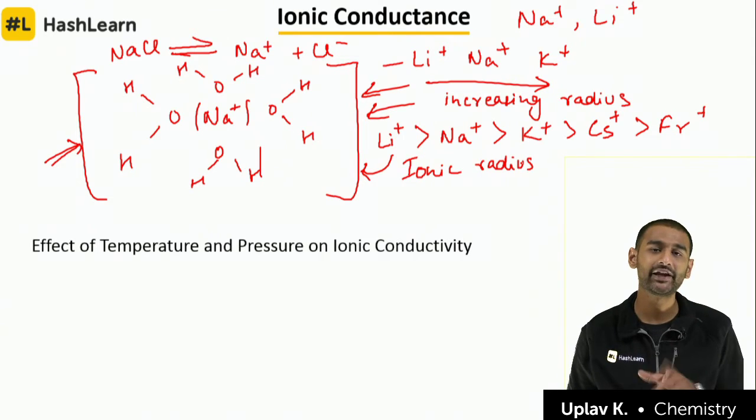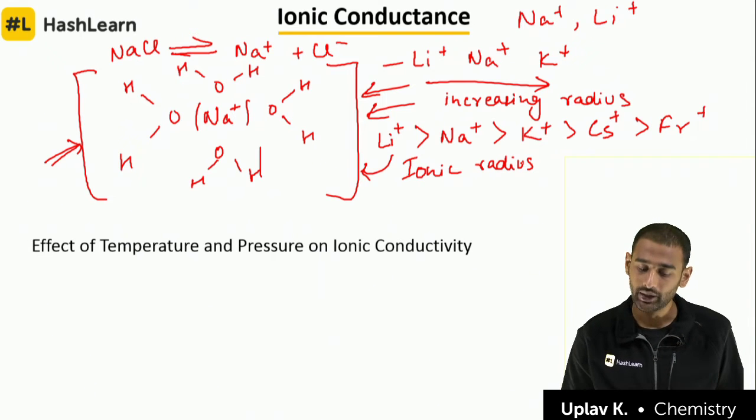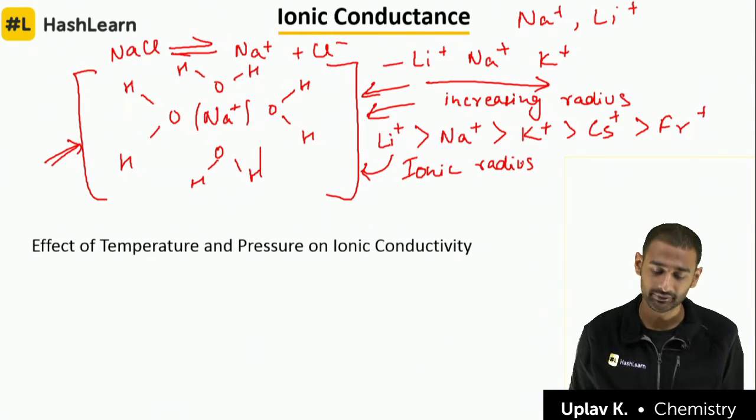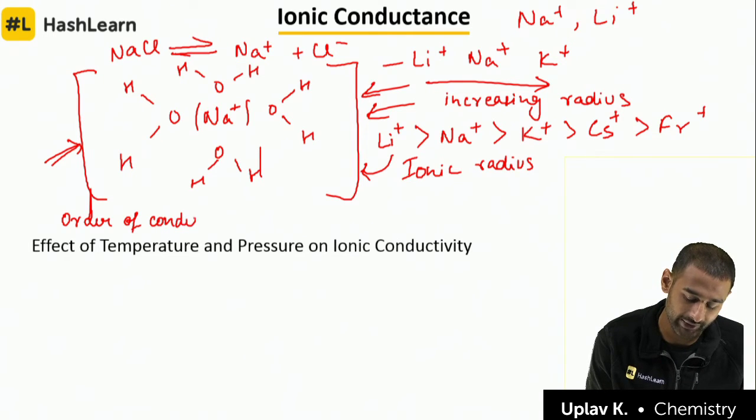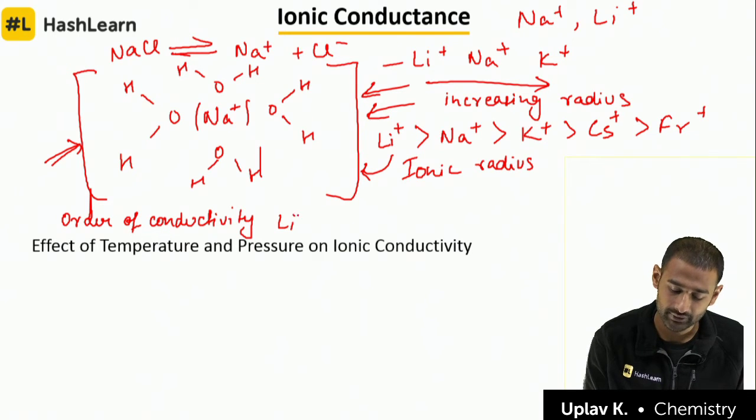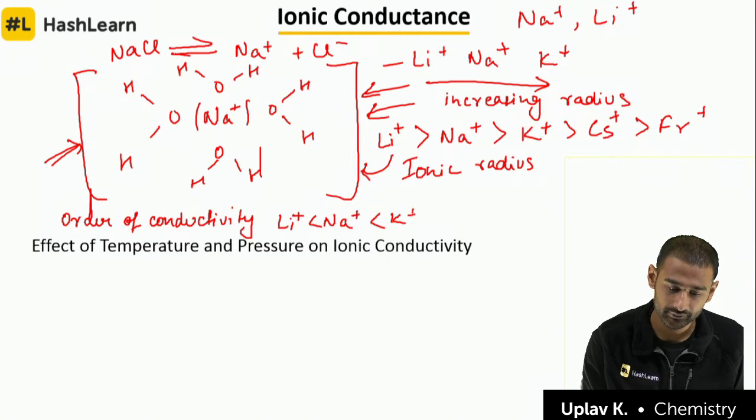Now because the ionic radius of Li is highest in water, the conductivity of Li will be lowest. Okay, so what is the order of conductivity? The order of conductivity will be Li plus has the lowest, then you have Na plus, then K plus, then Cs plus, and so on.